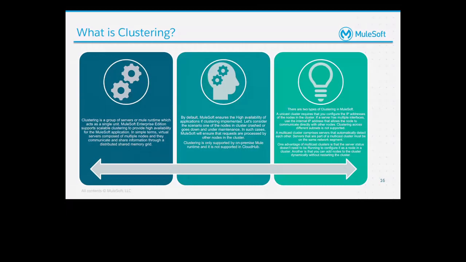And by default, MuleSoft ensures the high availability of applications if clustering is implemented, right? So let's consider the scenario where one of the nodes in the cluster crashes or goes down, and maintenance is required. In such cases, MuleSoft will ensure that requests are processed by other nodes in the cluster, right? Clustering is only supported by on-premise Mule runtimes, and it is not supported in CloudHub. So if somebody is telling you that they can do clustering in CloudHub, then you should definitely question them.